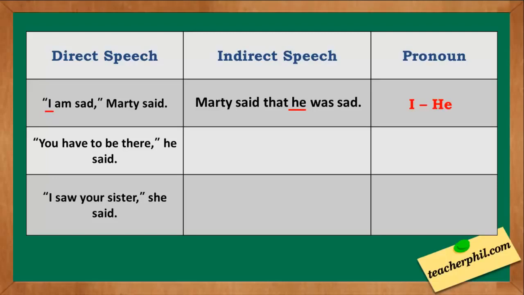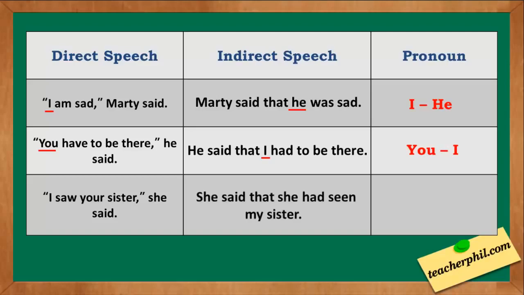Another one: you have to be there, he said. He said that I had to be there. The pronoun you was changed into I. The last one: I saw your sister, she said. The indirect speech is she said that she had seen my sister. The pronoun I was changed into she, and the pronoun your was changed into my.